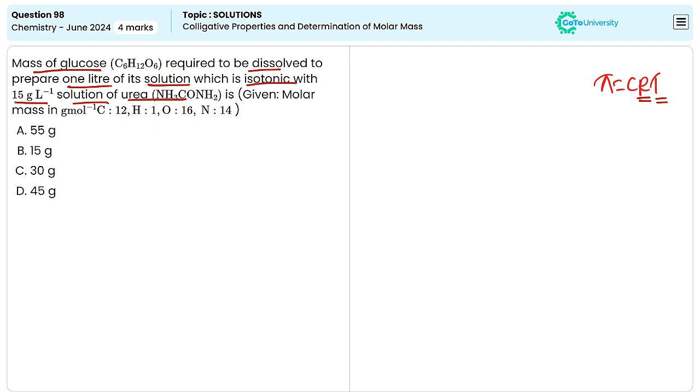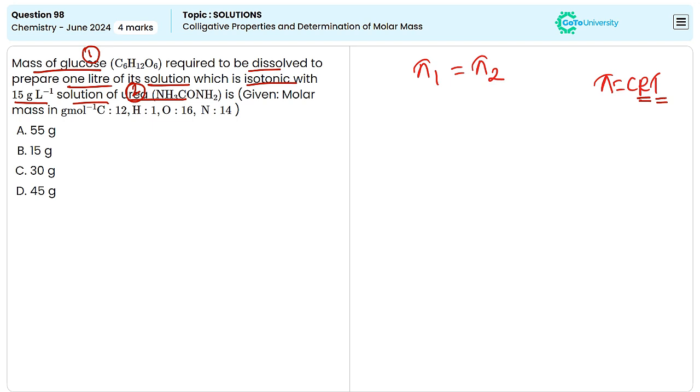equal. We can represent the glucose solution with the number 1 and that of urea with the number 2. So we can write pi 1 is equal to pi 2. Pi 1 is the osmotic pressure of glucose solution and pi 2 is the osmotic pressure of urea solution.